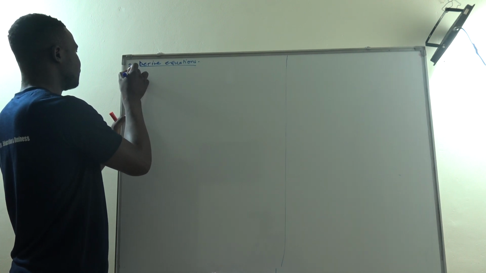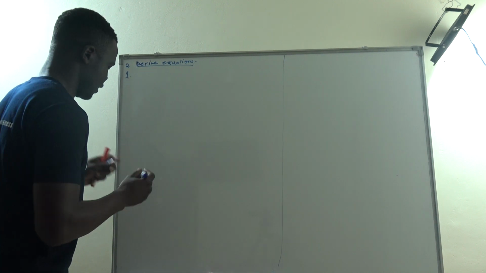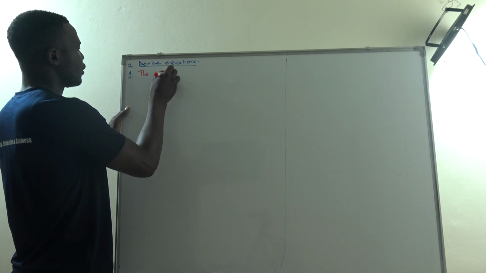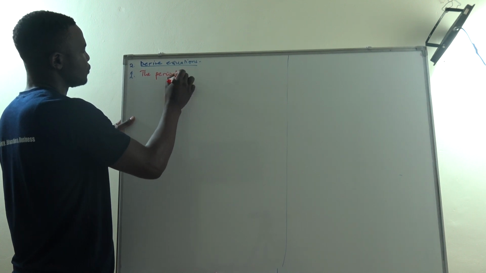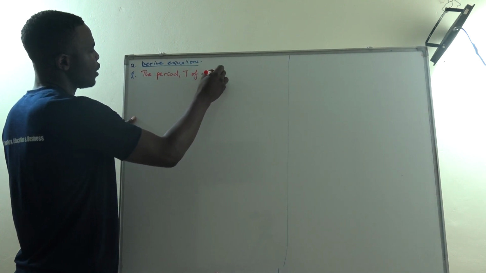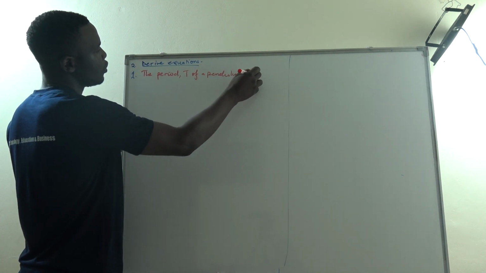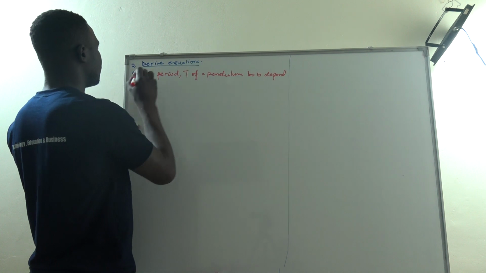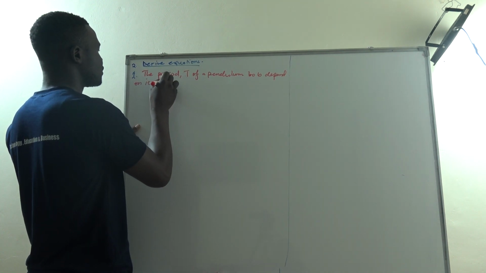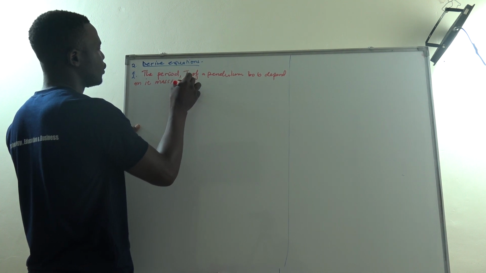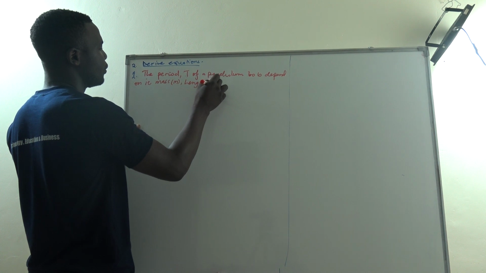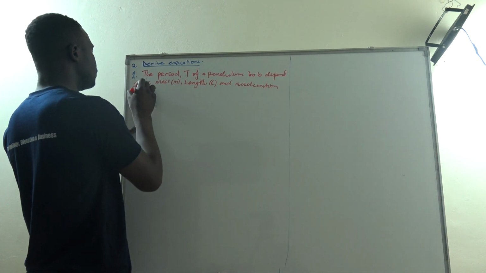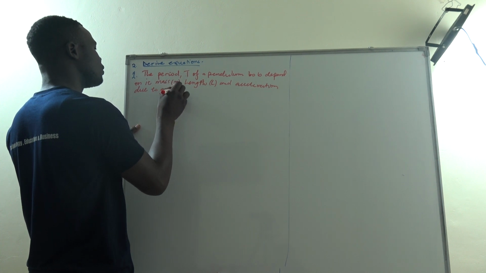So let's look at the very first example or scenario. You will find a scenario like this: the time period, capital T, of a pendulum bob depends on its mass m, length l, and the acceleration due to gravity g.